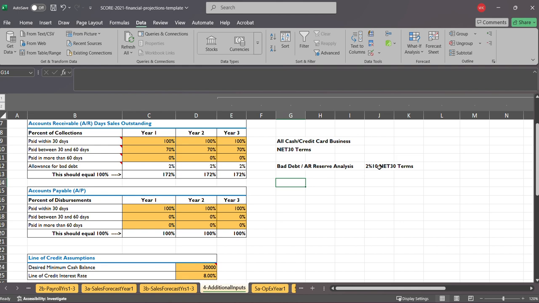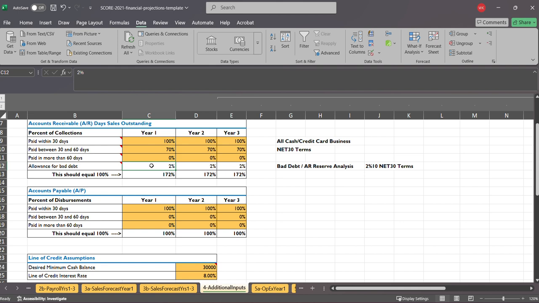I do have a note to the side here. For many of these retailers, 2%, 10, net 30 is a really popular set of net terms that you'll have with customers. That 2% is like a prepayment discount. If your customers pay within 10 days, they get a 2% discount. So for this template and for forecasting purposes, I know many, if not all, of the wholesale customers will be taking that deduction, so I will go ahead and put 2% there.